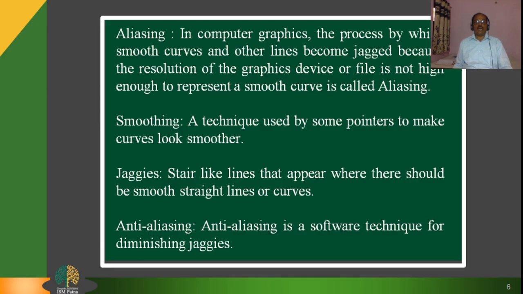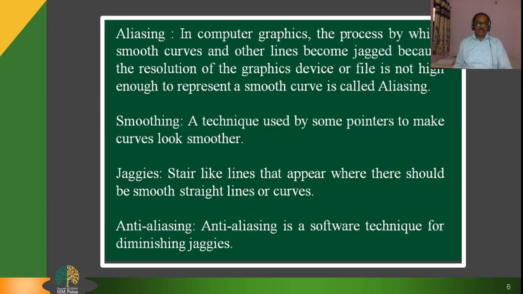Aliasing in computer graphics is the process by which smooth curves and other lines become jagged because the resolution of the graphics device or file is not high enough to represent a smooth curve. Smoothing is a technique used by some printers to make curves look smoother.